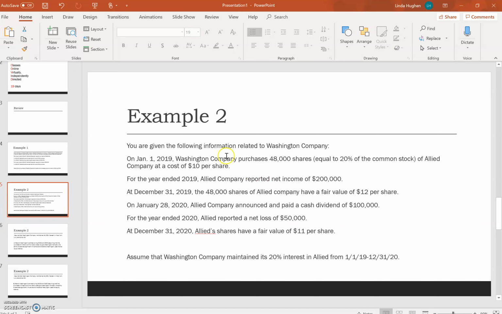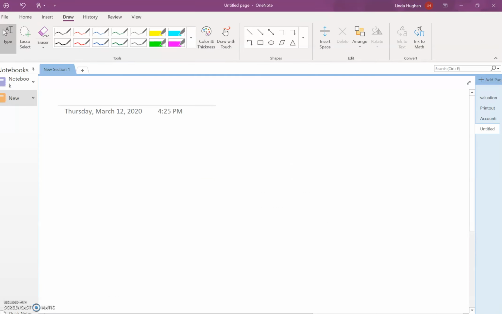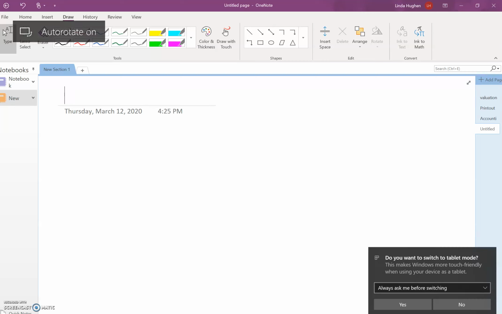Very similar to our last example, Washington Company purchases 48,000 shares of the stock of the investee. We have some information about Allied's net income, dividends, and fair value of Allied stock. Please try to have this example written out on the side as we work through the problem together. Remember, the first thing that we need to record here is the purchase, the acquisition of Allied Company's stock.